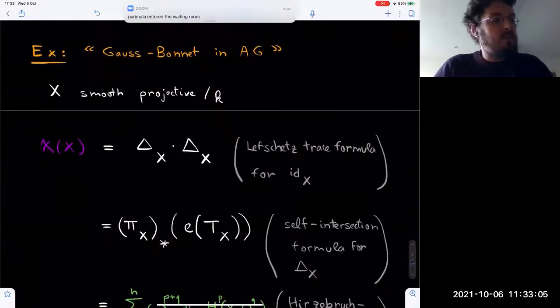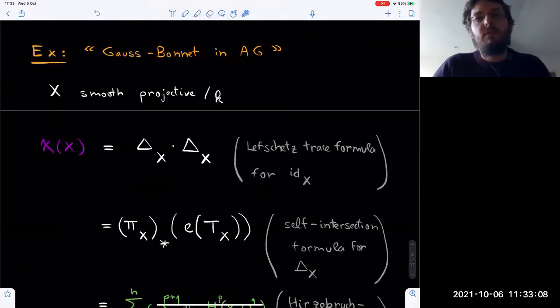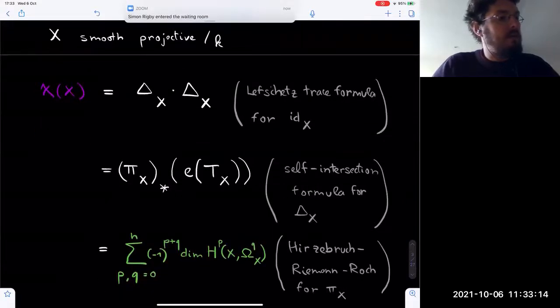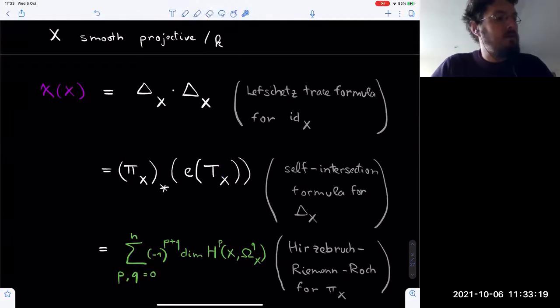And I will start with one such relation, which is in some sense the algebraic geometry version of the Gauss-Bonnet formula. So if you have a smooth projective variety over a field, you can start with the topological Euler characteristic of X, which you can realize with any cohomology theory. So either singular cohomology if you have the complex numbers, or l-adic cohomology otherwise. And then you know that this Euler characteristic can be written in many different ways. And for instance, you can go through the following equalities.